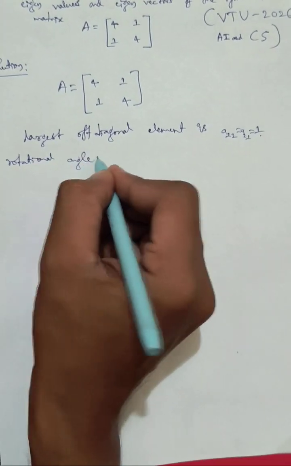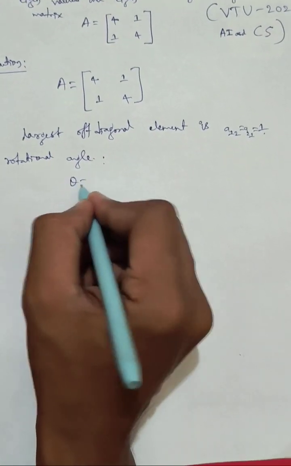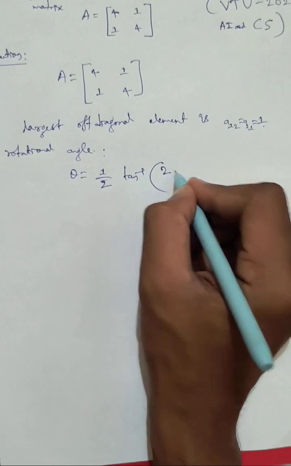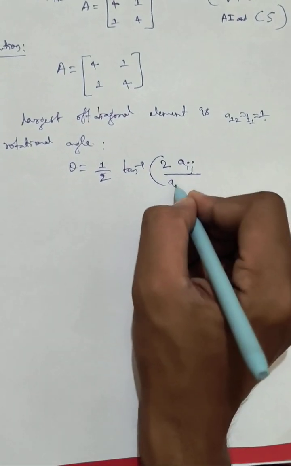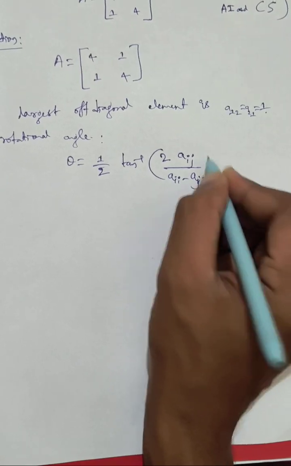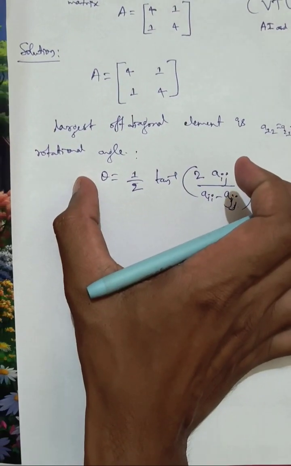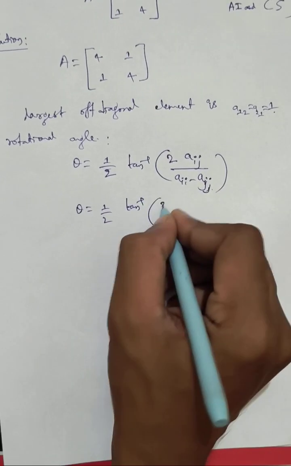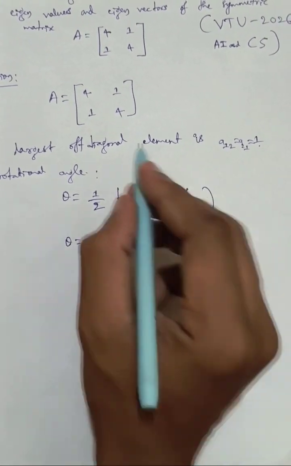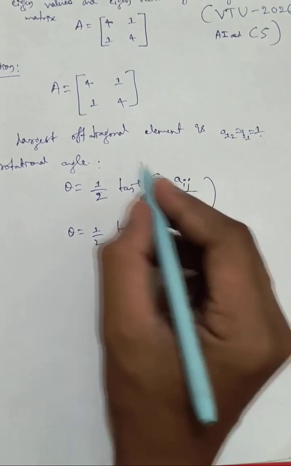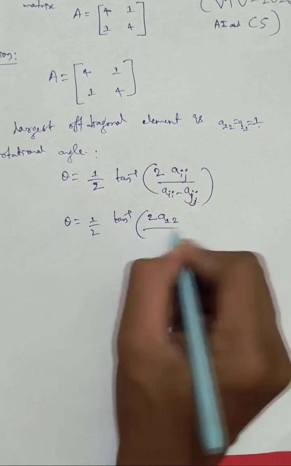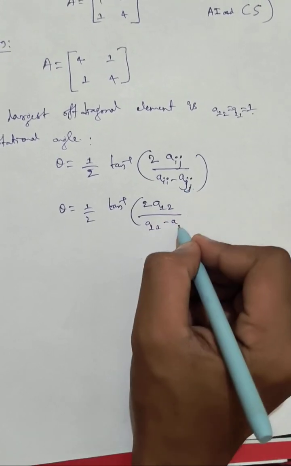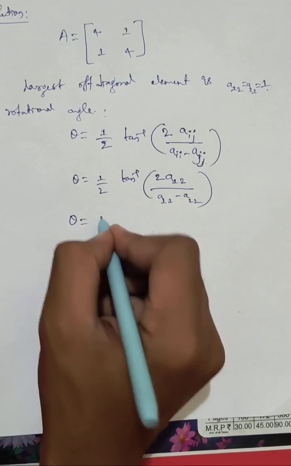The formula for the rotational angle is theta equals 1 by 2 tan inverse of 2 times Aij divided by Aii minus Ajj. Is it clear, student? Here Aij means the largest off diagonal element itself, which is A12. So i is 1 and j is 2, therefore the denominator is A11 minus A22. Now substitute the values.